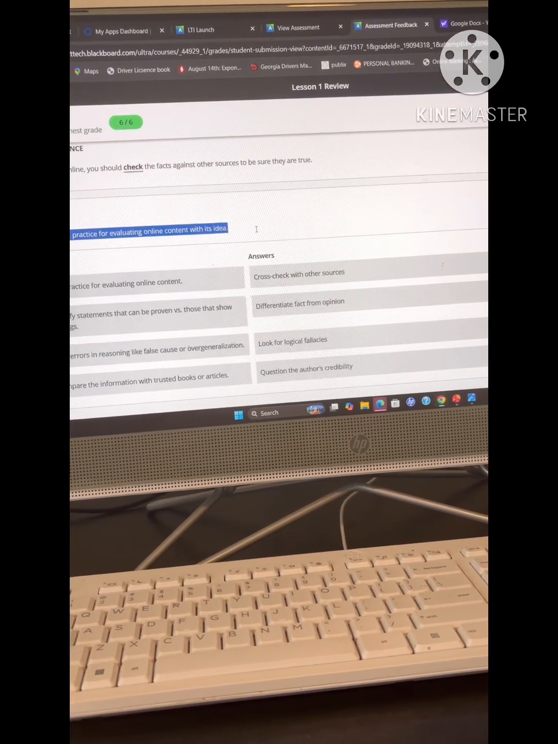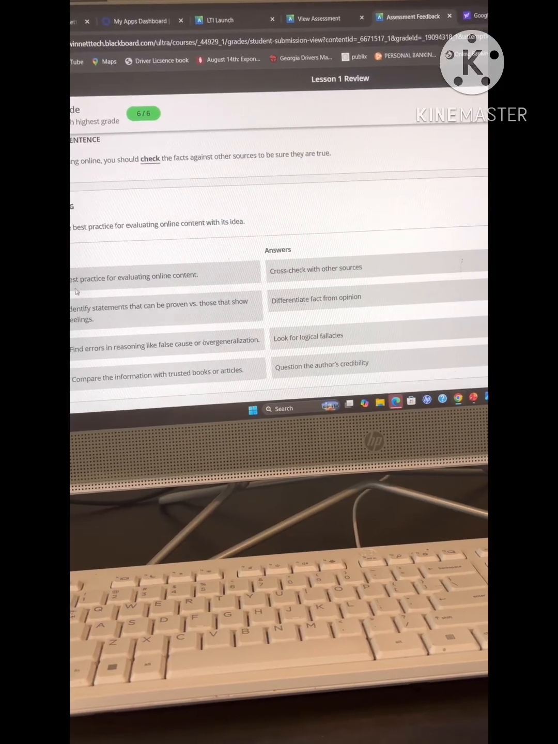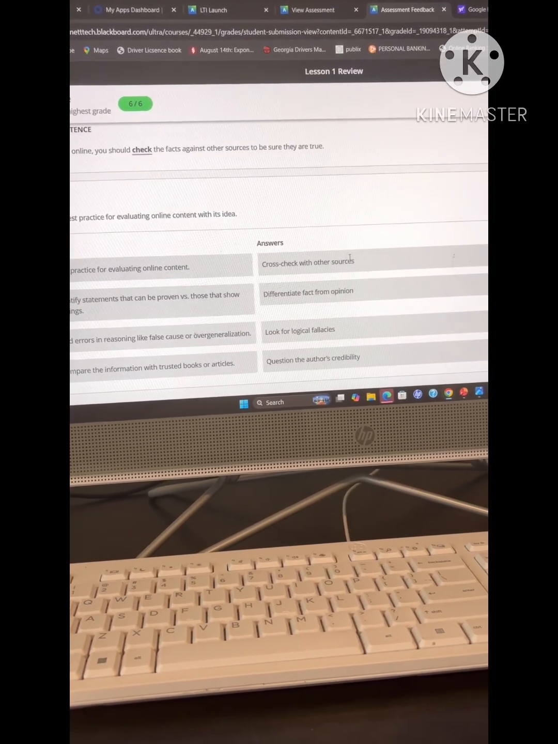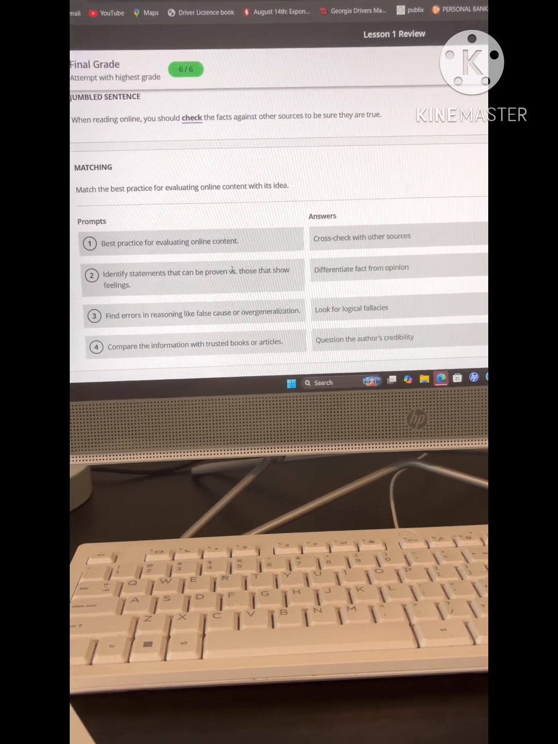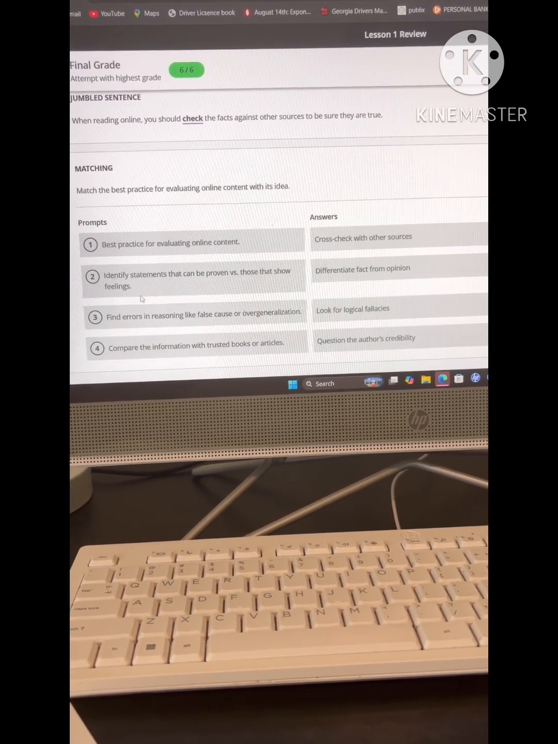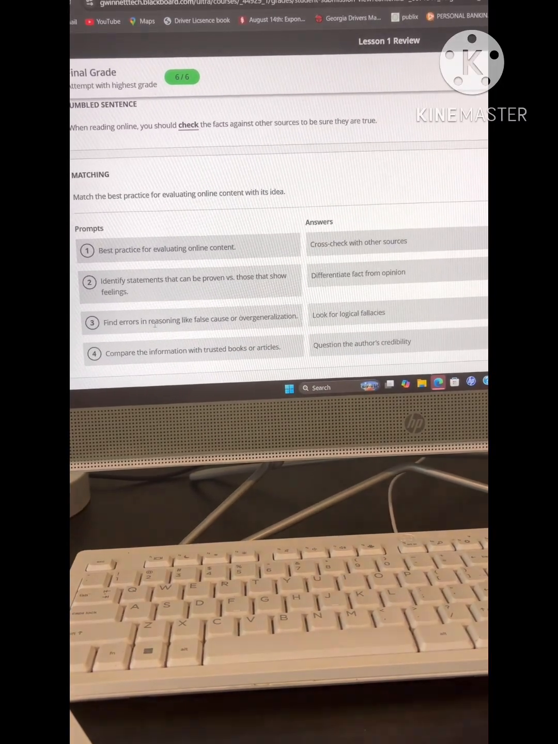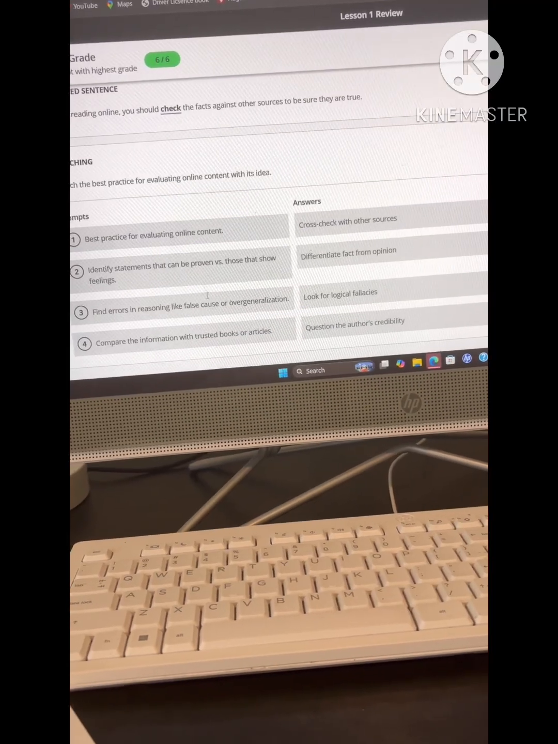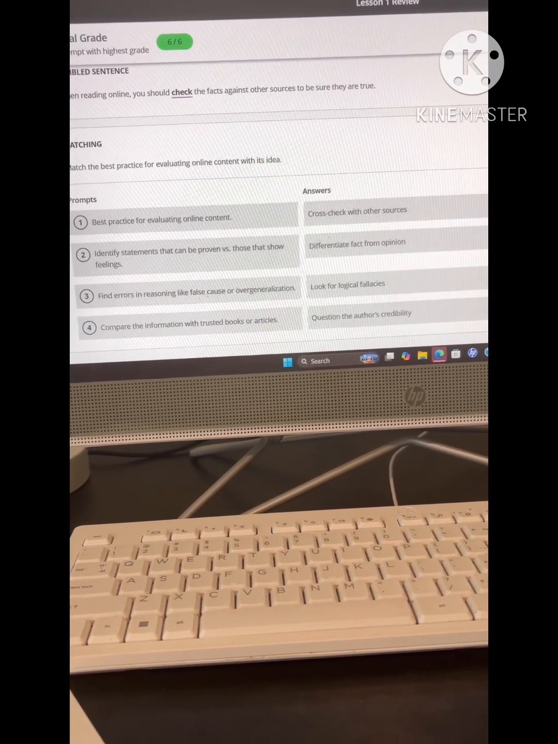match the best practice for evaluating online content. And I put, for number one, cross-check with other sources. And then for number two, identify statements that can be proven versus those that show feelings. Differentiate the fact from opinion. And then number three, find errors in reasoning like false cause or overgeneralization. Look for logical fallacies.